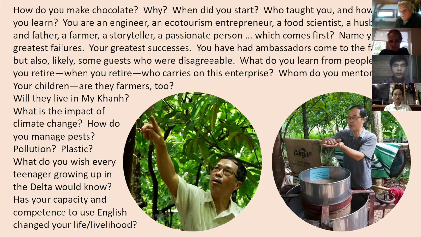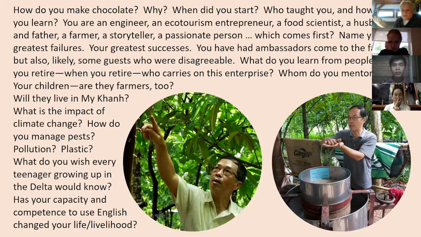But if you observe Muigung, you see that he's an engineer, he's an ecotourism entrepreneur, he is a food scientist, a husband and father, a farmer, a storyteller, a passionate person. So you might ask him, which of these comes first? And ask him, what have been your greatest failures? Where did you really go the wrong way?